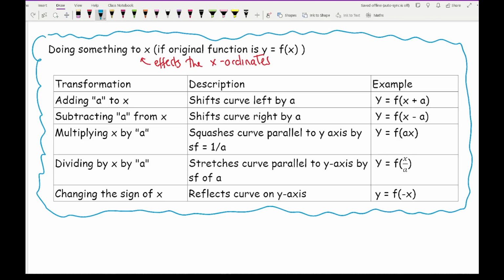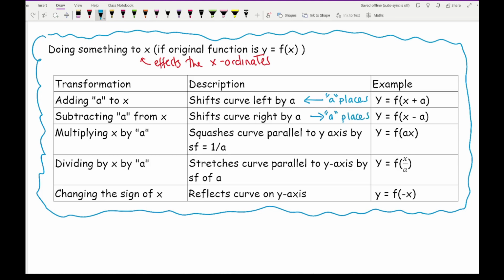So here, when you're adding something to x, so if you have something that looks like f of x plus a, like you're adding 2 or adding 3 or adding 4, then basically what you're going to do is shift it to the left by a places. And likewise, if you are subtracting a from x, then actually what you're going to be doing is moving it to the right by a places. So again, if you had x minus 4, you're going to be moving it 4 places to the right.